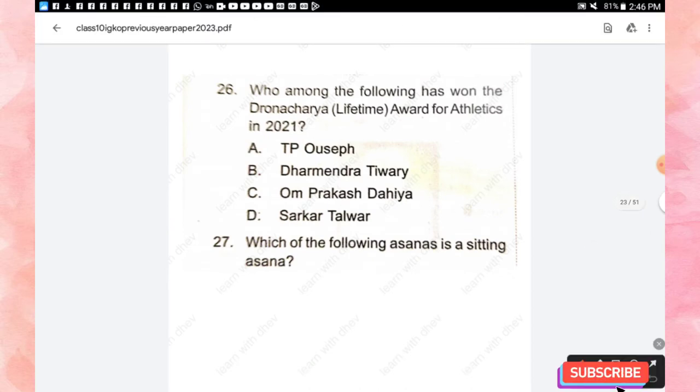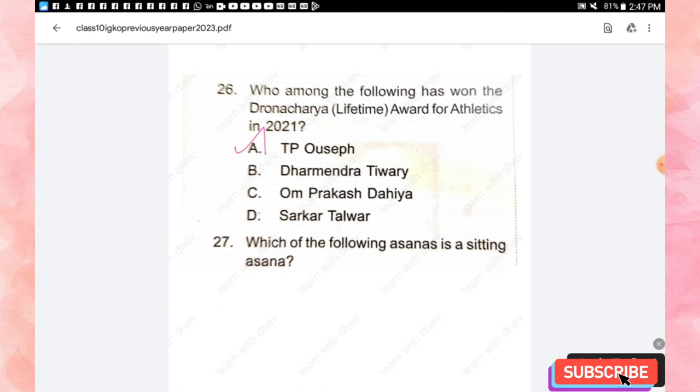Question number 26. Who among the following has won the Dronacharya Award for Athletics in 2021? Option A, T.P. Oshap. Option B is Dharmendra Tiwari. Option C is Om Prakash Dahiya. Option D is Sarkar Talwar. The right answer is option A, T.P. Oshap.